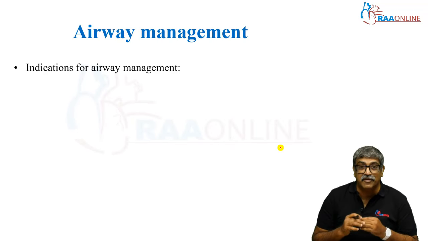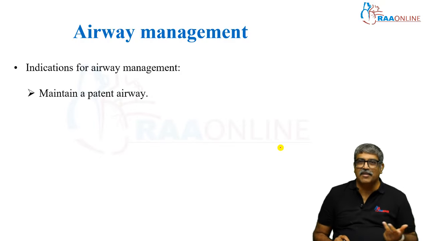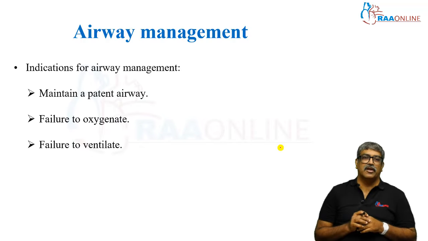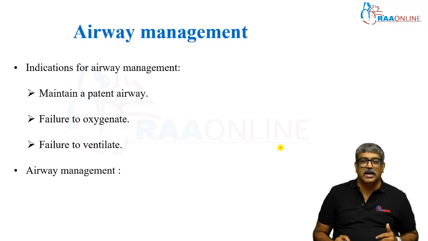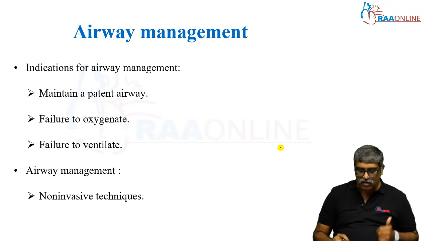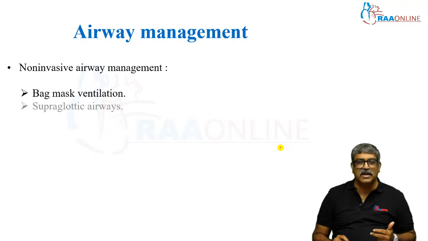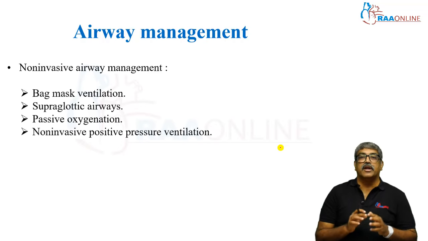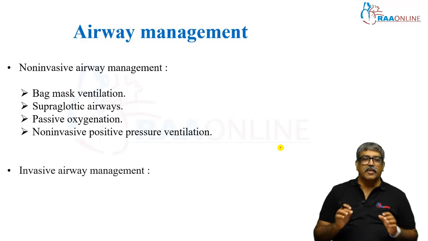Now coming to airway management. What are the various indications for airway management? For maintaining a patent airway, be it in anesthesia or surgery, failure to oxygenate and failure to ventilate. These are all the indications for airway management. And this airway management can be done in a non-invasive way or an invasive way. Non-invasive airway management can be bag mask ventilation or a supraglottic airway, passive oxygenation, or non-invasive positive pressure ventilation. Invasive airway management can be endotracheal intubation, cricothyroidotomy, or tracheostomy.